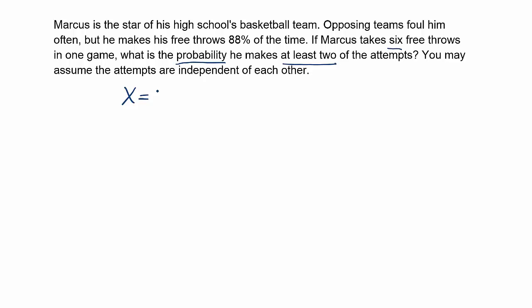Sure, I think we can say that x here would be the number of attempts that he makes, or the number of times the ball goes into the basket successfully. So x would be equal to 2 or more, right? Because at least 2 means 2 or more. If I said to you, you need at least a C to pass this course, it means a C or higher. So at least 2 means 2 or more, and in this case that means 2, 3, 4, 5, or 6 attempts going in.